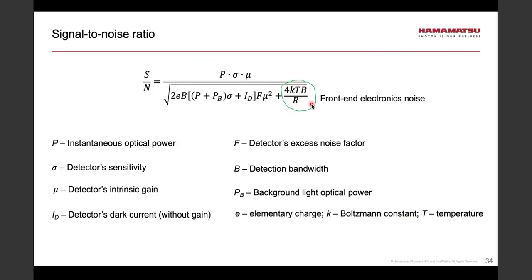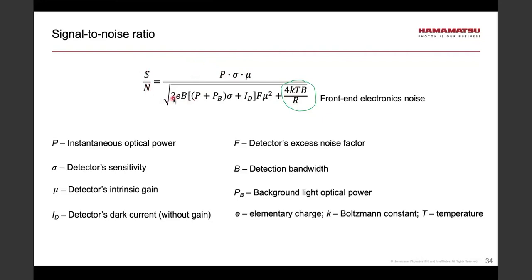Suppose that I have a transimpedance amplifier. If that's the case, then this term would be the noise of the transimpedance amplifier. So looking at this equation, a few points to note: all the noises depend on B, which is the detection bandwidth. So if everything else is the same, but I vary the detection bandwidth, so I make it larger and larger, please note that the signal to noise ratio would decline.